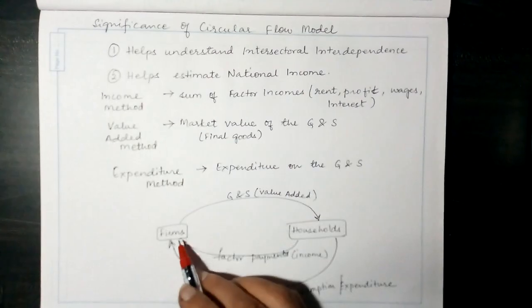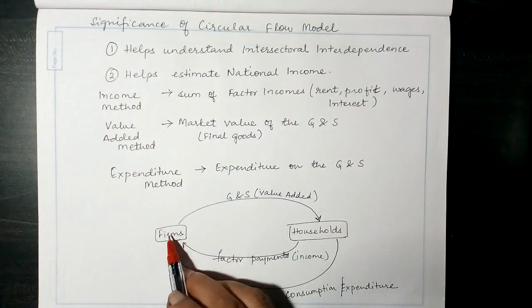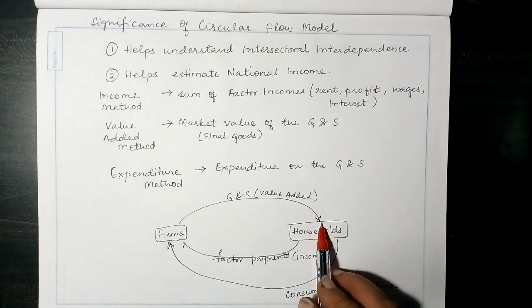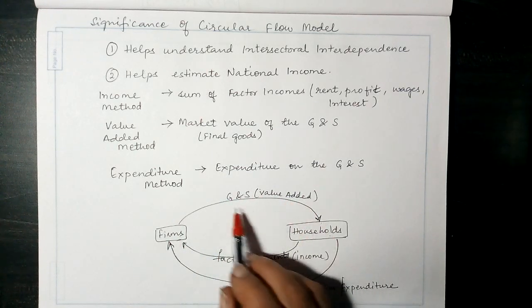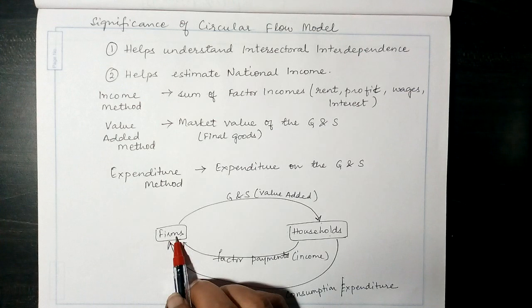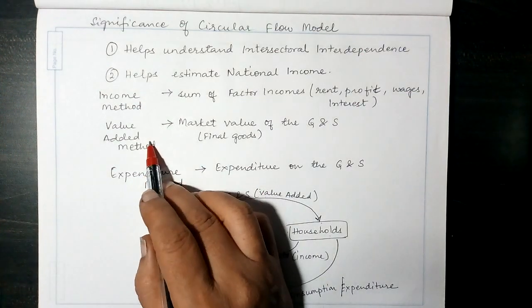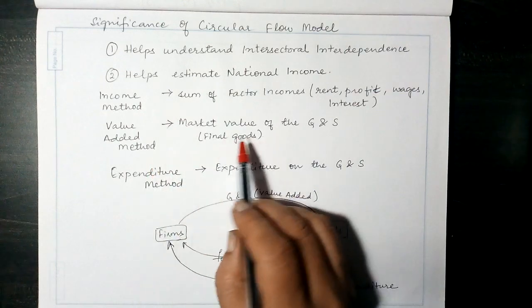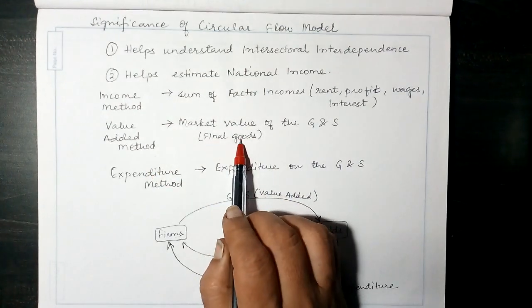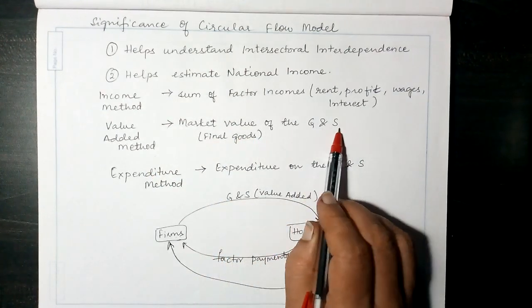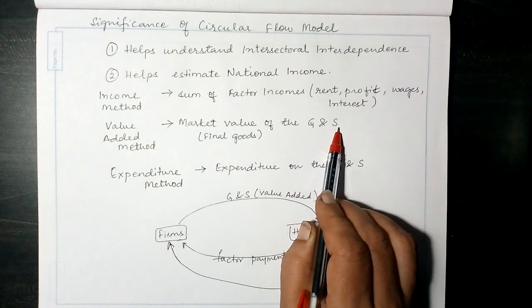See, there are firms and households. We said the firms are producing goods and services which are used by the households. This is called the value addition made by the firms. So the first method would be the value addition method, in which the value of the final goods or the market value of goods and services is taken into account.